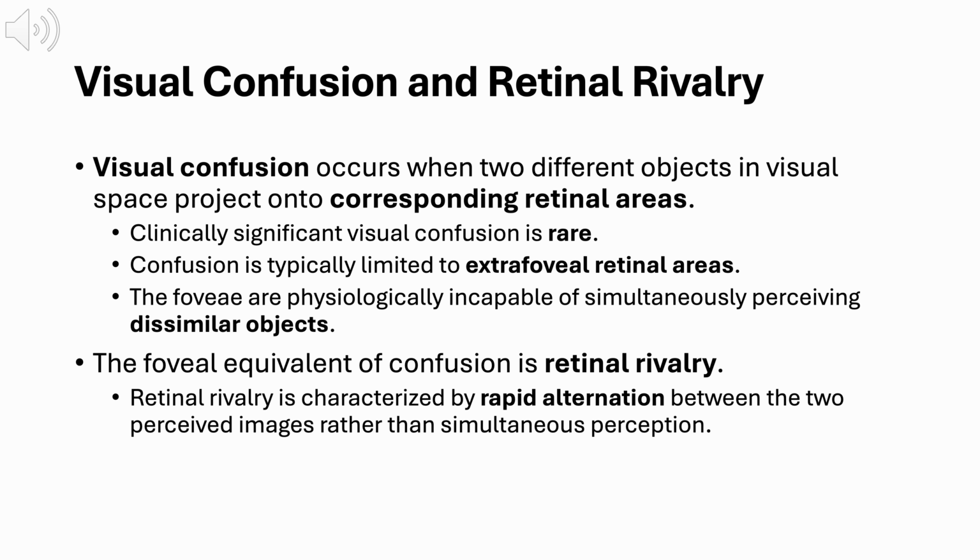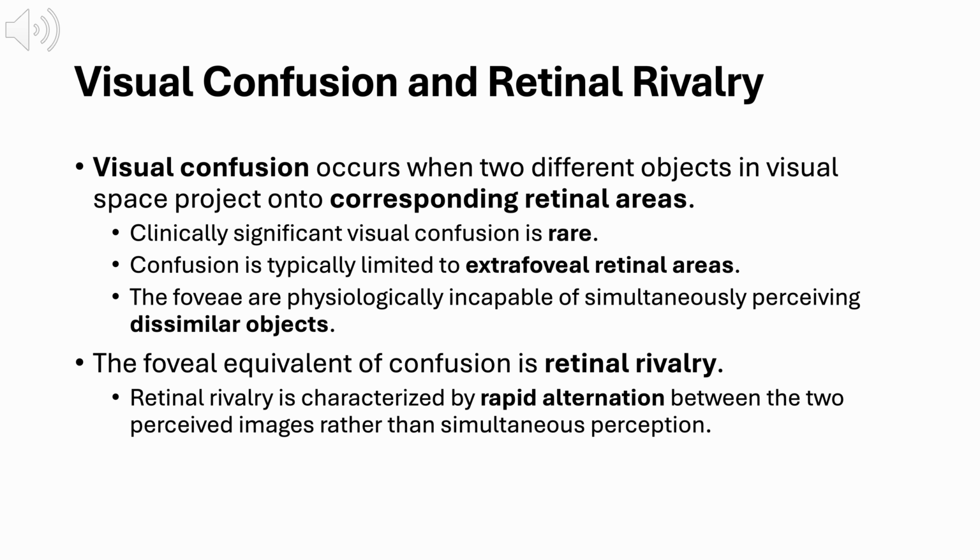This slide separates two related but very different sensory phenomena. Visual confusion happens when two different objects in the world fall onto corresponding retinal points in the two eyes. Because corresponding points normally signal the same direction in space, the brain tries to place both objects in the same location. Clinically meaningful confusion is actually uncommon, and when it does occur, it's usually limited to extrafoveal retina. The foveae are simply not built to perceive two dissimilar objects at the same time.